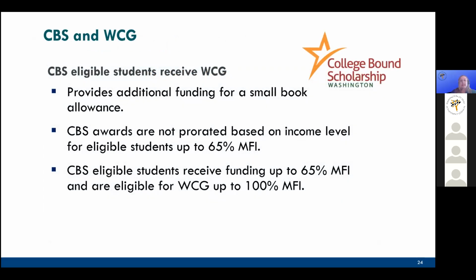For CBS, CBS eligible students need to receive the Washington College Grant prior to receiving their College Bound funding. College Bound provides additional funding for a small book allowance. Awards are not prorated. Income for eligible students is up to 65% MFI. And the CBS eligible students receiving funding up to 65% MFI are eligible for Washington College Grant up to the 100% MFI. So even if they're not eligible for the CBS, they will get the WCG. Keep that in mind when awarding, that we always want to give them their maximum WCG before they receive their CBS funding. And that's all in the program manual, where you can follow the order of state funds on how to apply them.